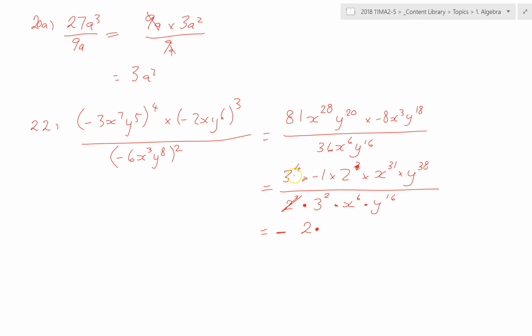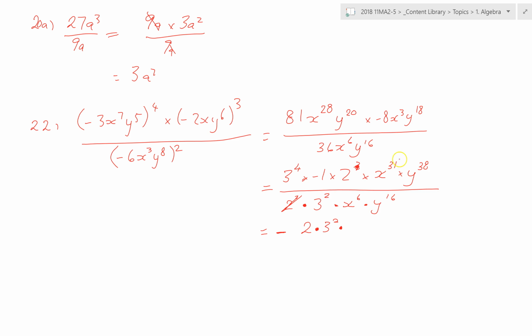Now the 3's. 3 to the 4 at the top, 3 squared down the bottom. That leaves me with 3 squared up the top times 3 squared. That's the 2's and the 3's taken care of. I have no other coefficients there as such. Right, 2 and 3's taken care of.